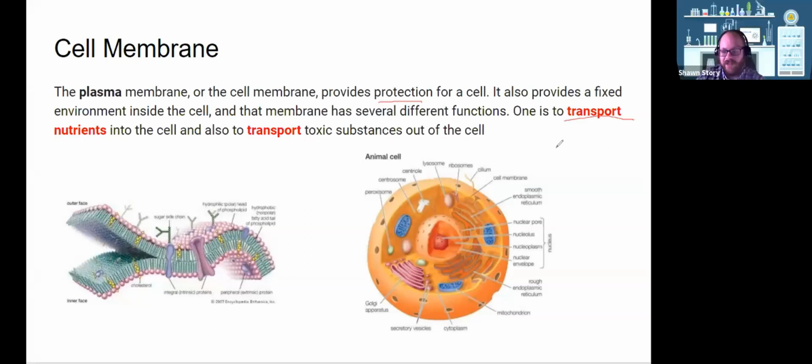Excellent, very good. I see the word toxic and I think bad. So again, it's this idea of allowing the nutrients, the good things, into the cell: oxygen, water, all of the things that the cell needs for life and for function. And then it takes all of the bad things. Once the cell has produced everything, it takes all the toxins and the bad things out of the cell. It acts like a filter, all for protection. So that is our cell membrane.